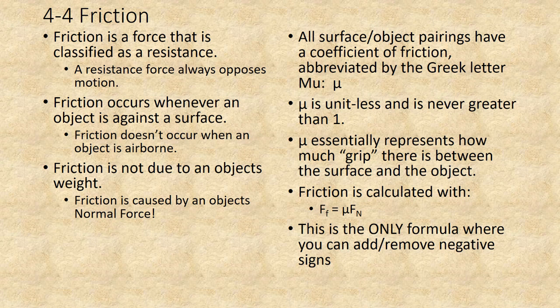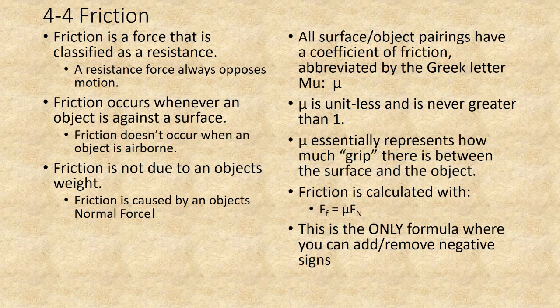So first of all, let's begin by formally defining what friction is. Friction is a type of force that is classified as a resistance. A resistance force is simply a force that opposes motion. So the direction of friction is rarely given to us in a problem because it's always assumed that we can predict the direction of the friction because it's opposite of the motion. So if we are attempting to move an object to the right, friction will automatically go to the left, and so on.